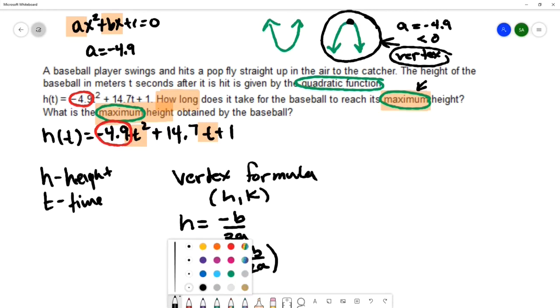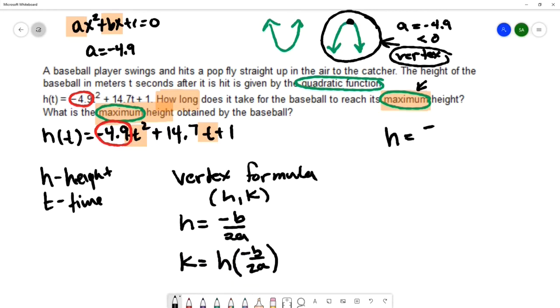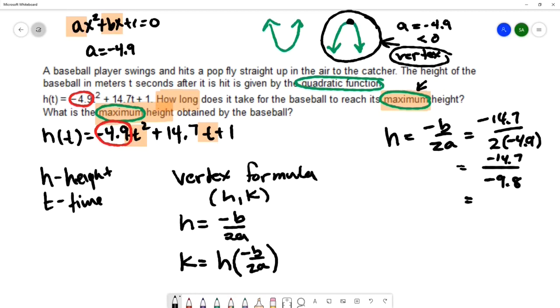So for our example, we're going to find h, which is negative b over 2a. That's negative 14.7 over 2 times negative 4.9. I got my calculator here. So 2 times negative 4.9 will be negative 9.8. So 14.7 divided by 9.8 is positive 1.5, and that's going to be the x-coordinate of the vertex. Then I'm going to get the y-coordinate of the vertex by substituting 1.5 into the function.